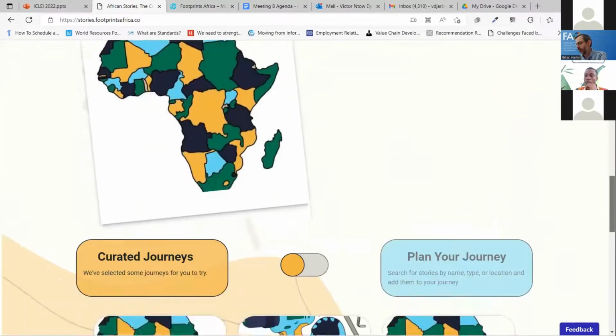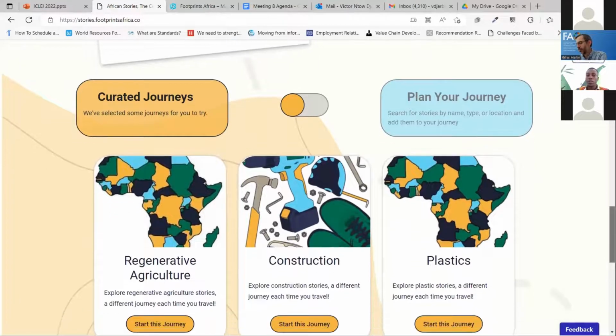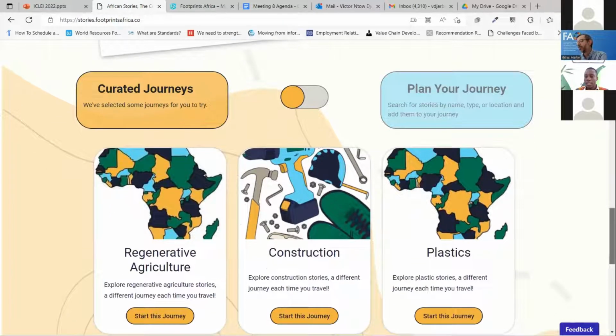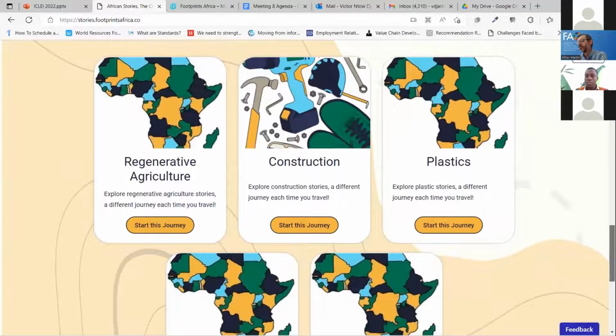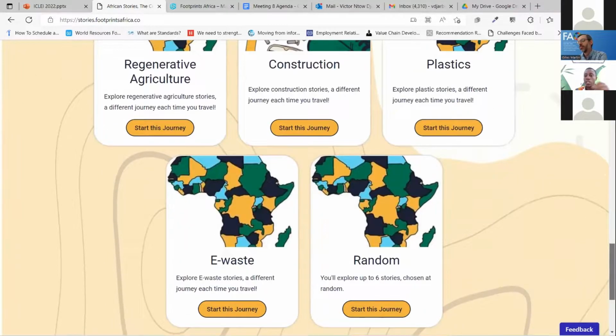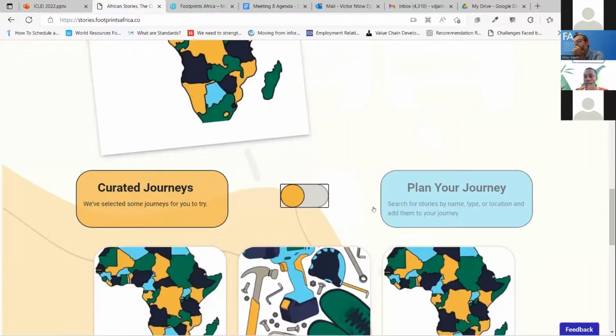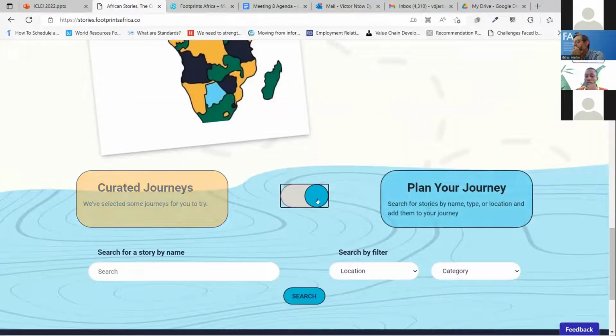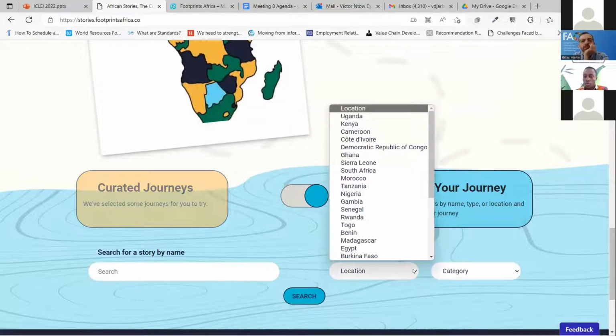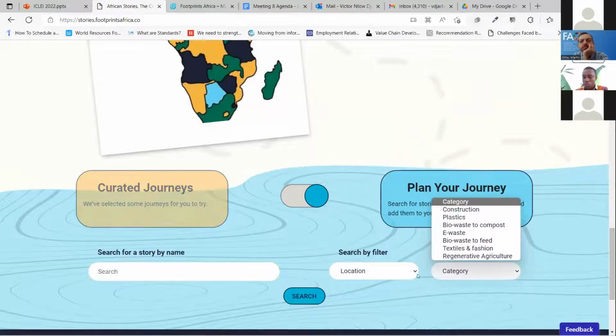And so when you come below, here's where we have the created journeys. They have been organized into sectors. So we have regenerative agriculture, construction, plastics, e-waste. And then if you just want to mix things up, you could choose the random one, or you could click this to plan your own journey. So you could search by either a story name or by a filter. Maybe you want cases from a particular country or from a particular category. So you could choose the country you want, or you could choose the sector you want.